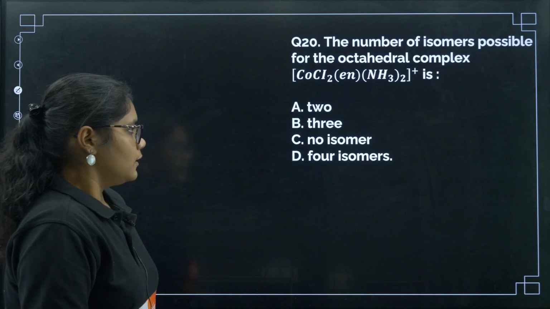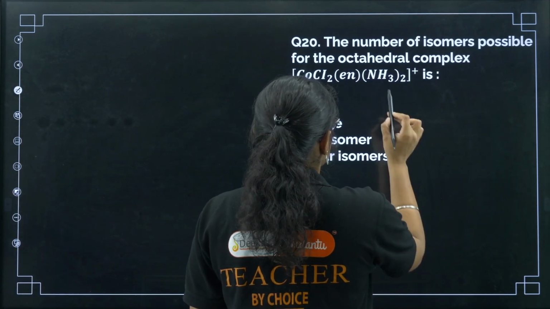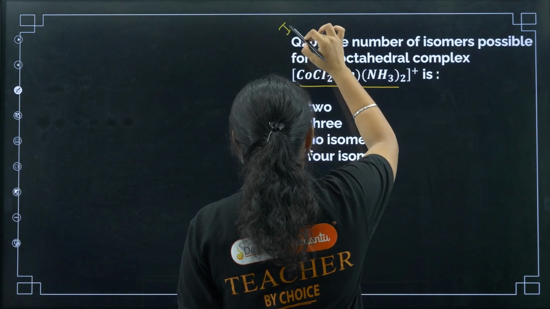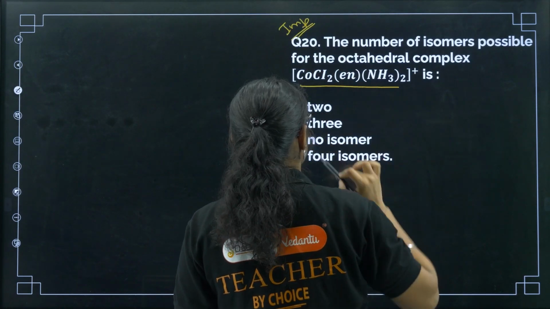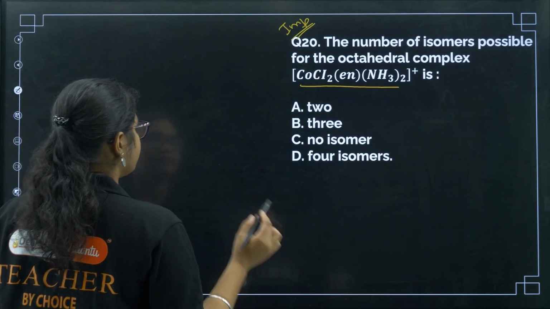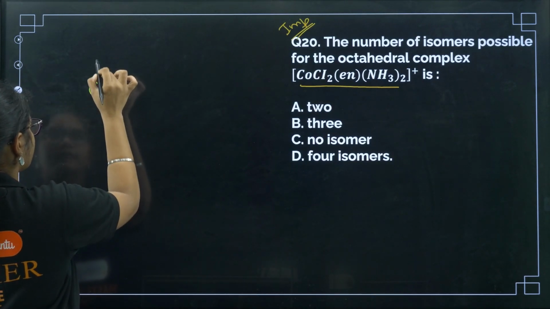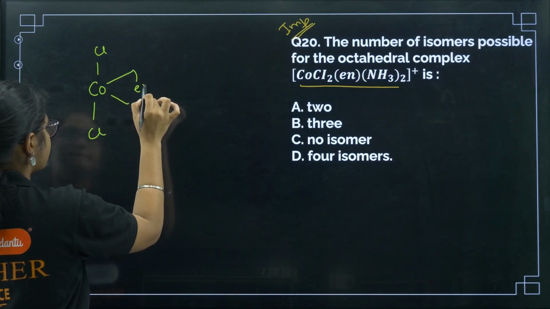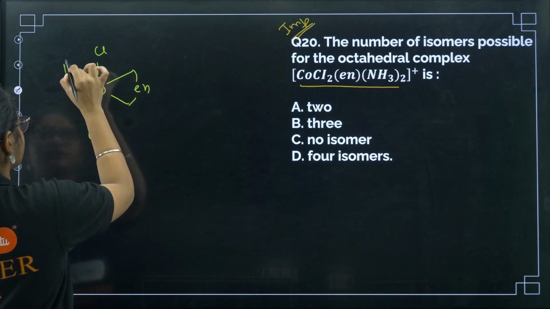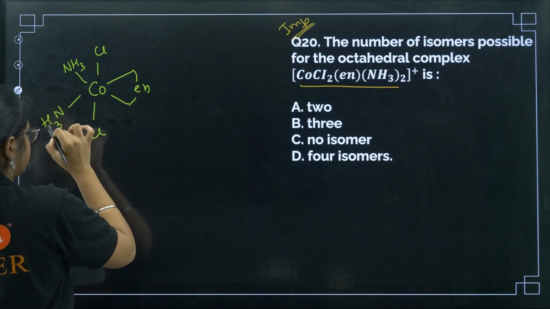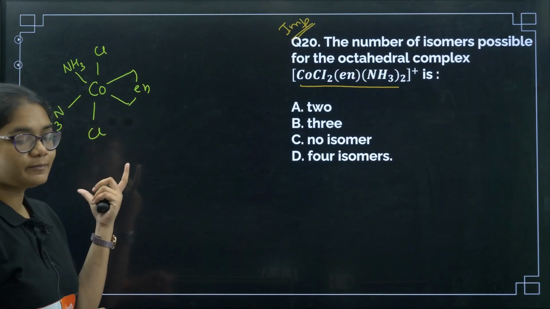Okay. Next, the number of isomers possible for the octahedral complex here. This is also a very important question. So first of all, let us see what are the isomers possible. We have Co. I can draw like this, with NH3 and NH3. Now what happens in this particular molecule?